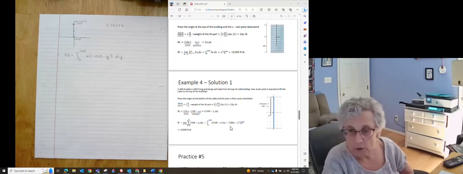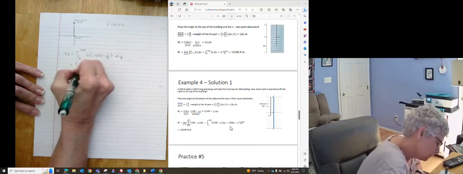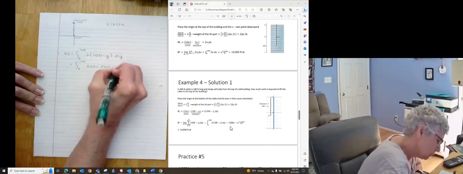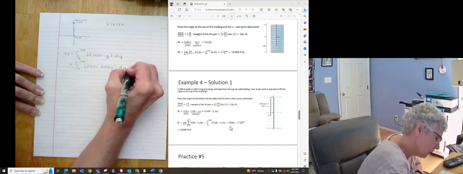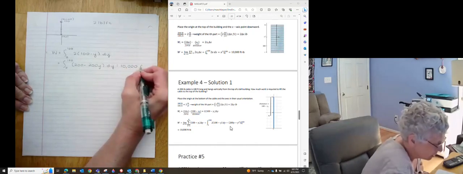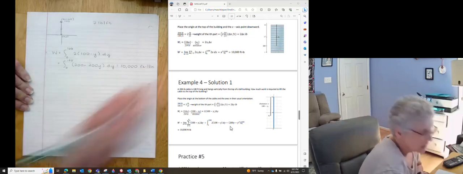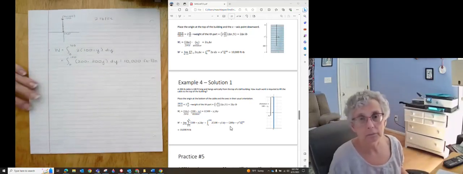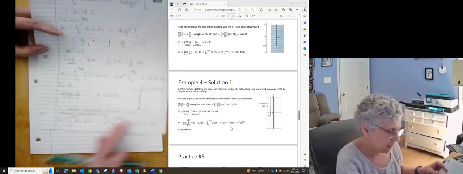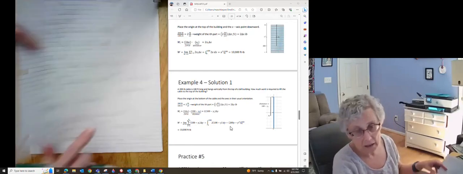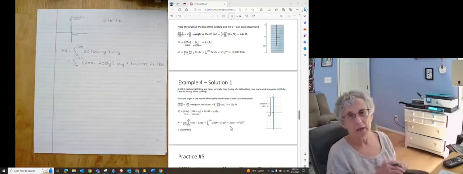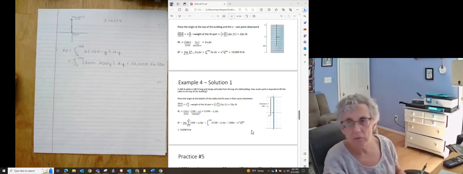And 200y, you would distribute 0 to 100. 200 minus 200 y dy, add 1 to the exponent, divide by the new exponent. I'm not going to write all that down. You still get 10,000 foot-pounds. So either way you want to set it up, integration slightly easier this way. Setting it up and wrapping my head around it, I find slightly easier that way, but whatever works for you.